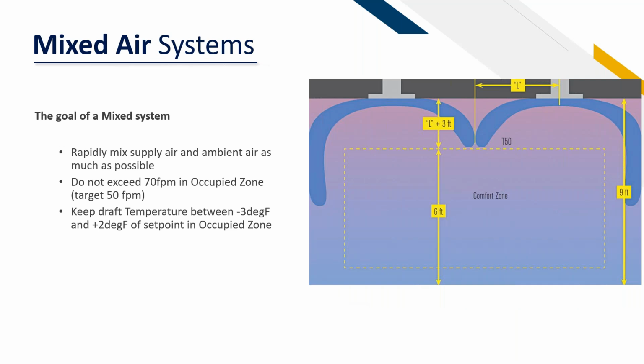So the goal of a mixed air system, and this is the most common approach that we see, is to just deliver the air, rapidly supplied along the ceiling, and just mix the air as much as possible. Force that fresh air into the space and mix that air to get your ventilation requirements in there. Typically, you're looking at about a target of 50 feet per minute into that occupied zone. And we typically don't see anyone exceed 70 feet per minute, or wouldn't recommend exceeding 70 feet per minute. And then to keep draft temperature between 3 degrees under and +2 on the high side, just to eliminate any draft zones or anything like that. So that is a typical mixed air system.